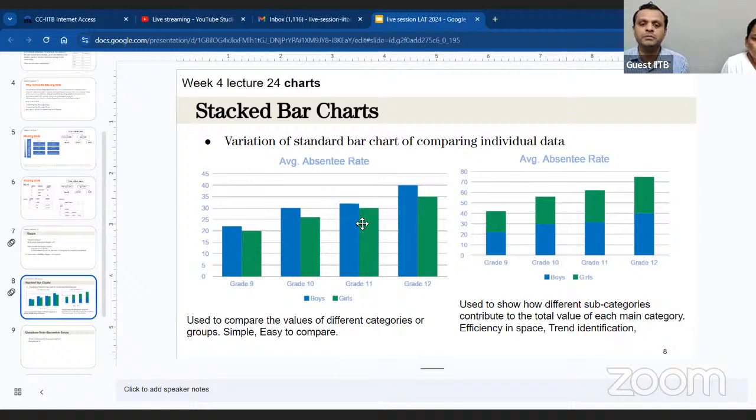And I can say class 12 is worst compared to grade 9. In fact, for the girls also there are a lot of absentees in class 12 compared to class 9, class 10 or class 11. So there's an incremental trend. There is a relationship there. It is easy to compare. So visually, it's easily comparable.